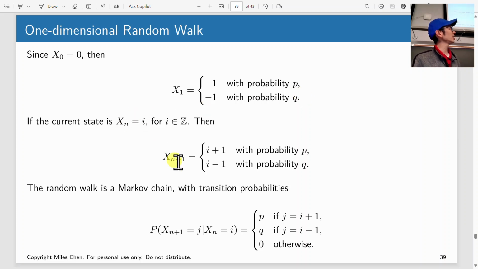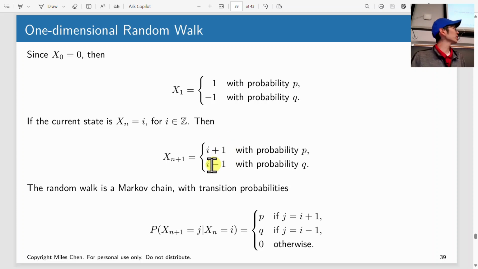And if you're currently at state i, whatever it is, then you're going to end up at i plus 1 or i minus 1. So it's not too different from the Ehrenfest urn model, except our state space goes up to positive and negative infinity.